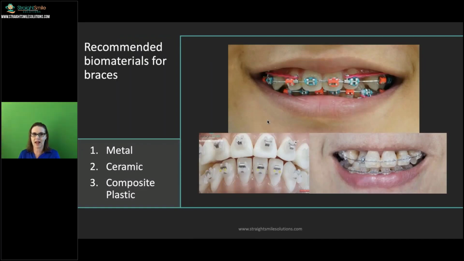The main different types of brackets that are out there are going to be your metal, your ceramic, and your composite plastic. So if you're getting started, I'm not a fan of usually the composite plastic. I stick with metal and ceramic. Personally, I hate ceramic just because they're a big hassle. They're bigger, they're higher profile, patients don't like them, and they're a big pain to get off.